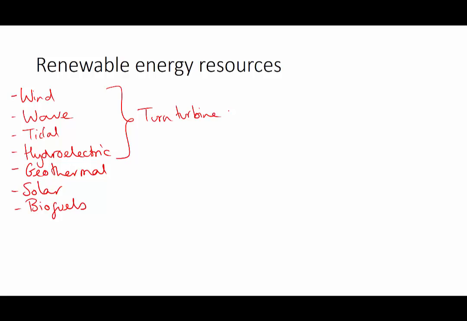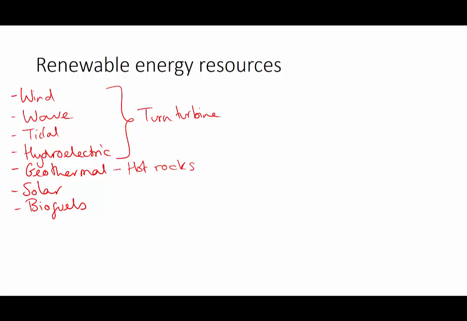Hydroelectric is caused by water flowing downhill. So where you've got a stream or a river that's flowing downhill, a dam can be built across that and the water can be funneled through a turbine. Geothermal energy is using the heat from hot rocks. The rocks are hot because they are radioactive. Now, as we've looked at previously, where we've got heat, we can use it to heat water. The water turns into steam. The steam turns a turbine. The turbine turns a generator. The generator generates electricity.